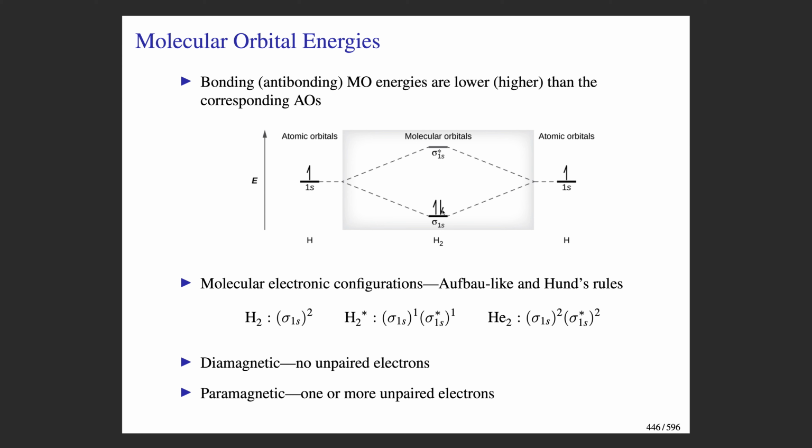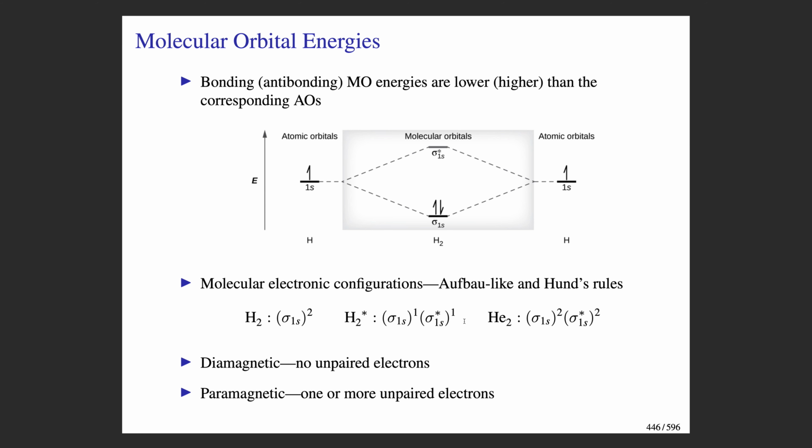You could imagine exciting the molecule. For example, you could take one of these electrons and promote it up to the sigma 1s star orbital. And this would give you an excited molecular electronic configuration.